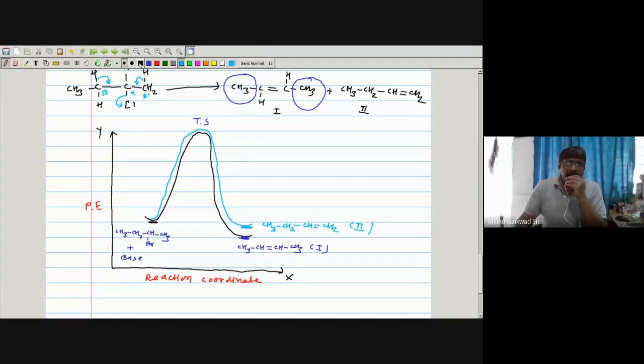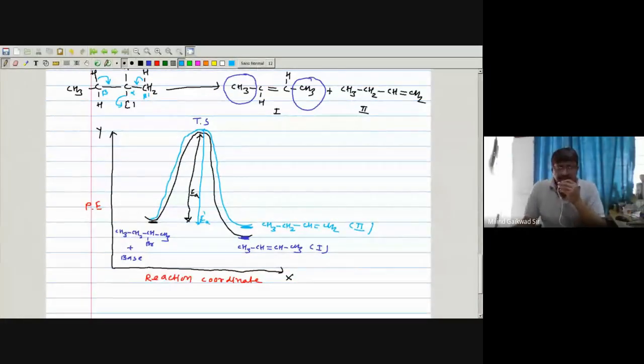The energy required to pass over the transition state. Here is a transition state. The energy difference between the transition state and the energy of the reactant is called the energy of activation, EA, right? And in the next case, the energy of activation for again the 1-butene, so it is EA dash. We can say EA dash.